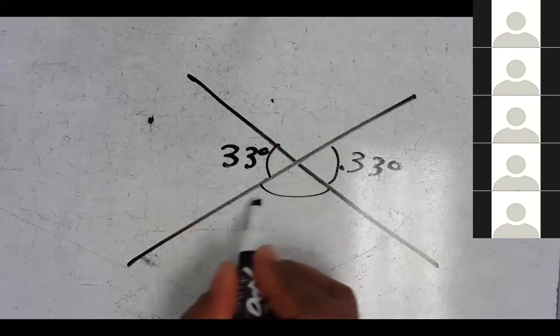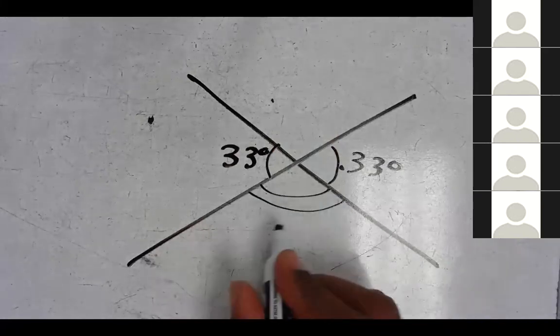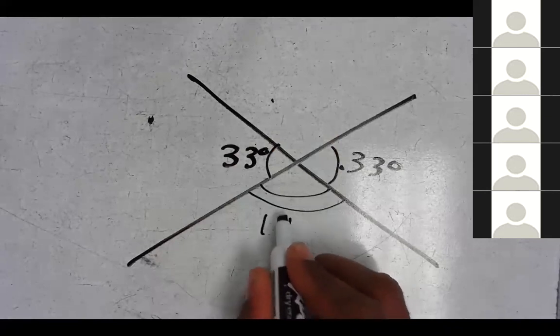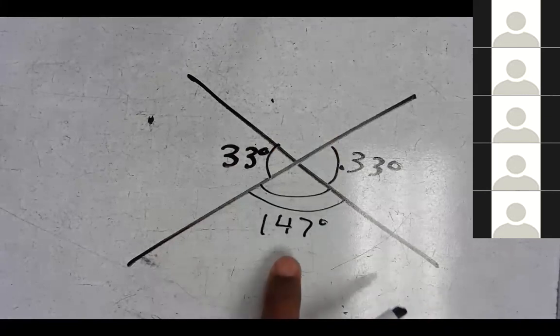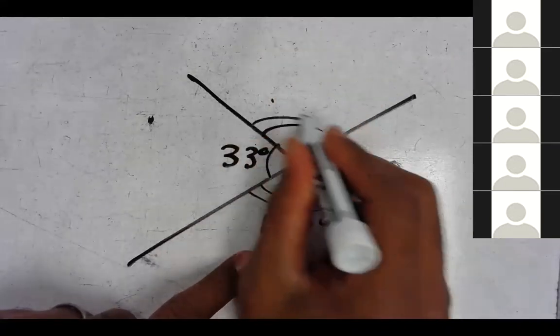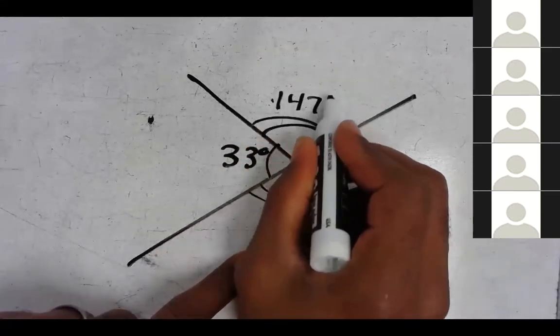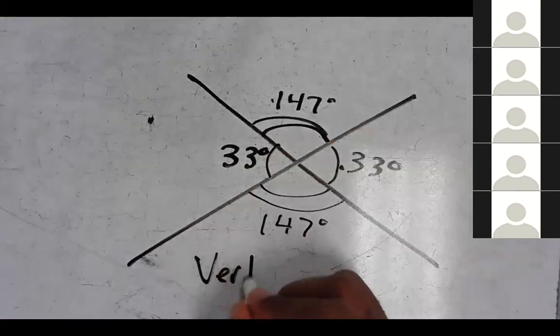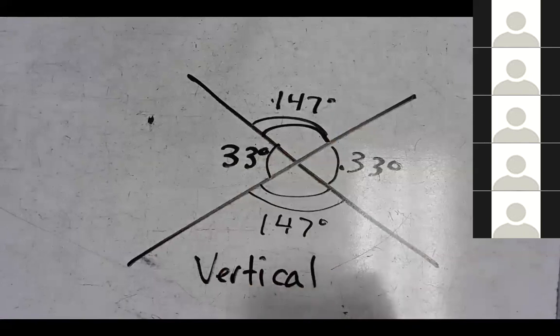Same thing here. Let's say I've got another angle. Let's say that this one is, well, this would have to be 147. So that means that the one that's straight across is the same, 147. All right, these are called vertical angles. When they're straight across, they're vertical, okay?